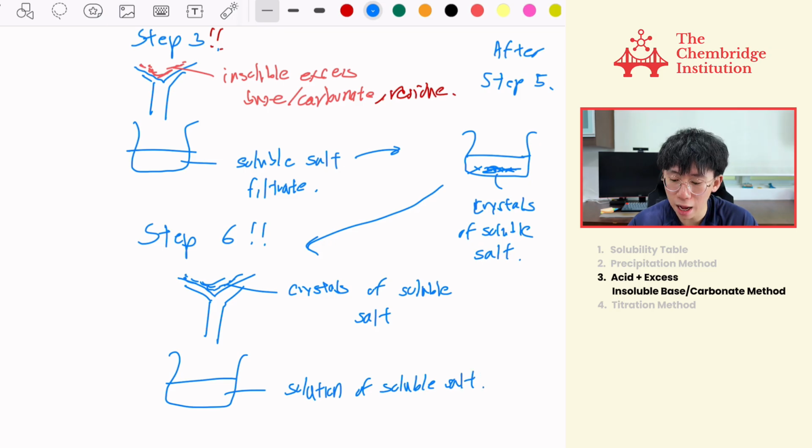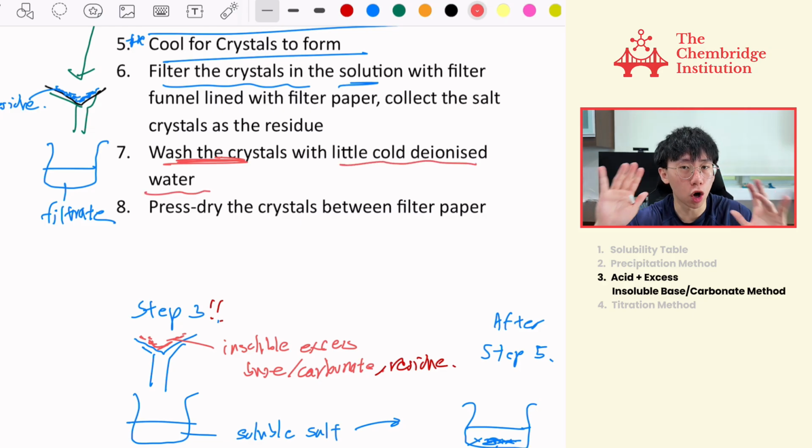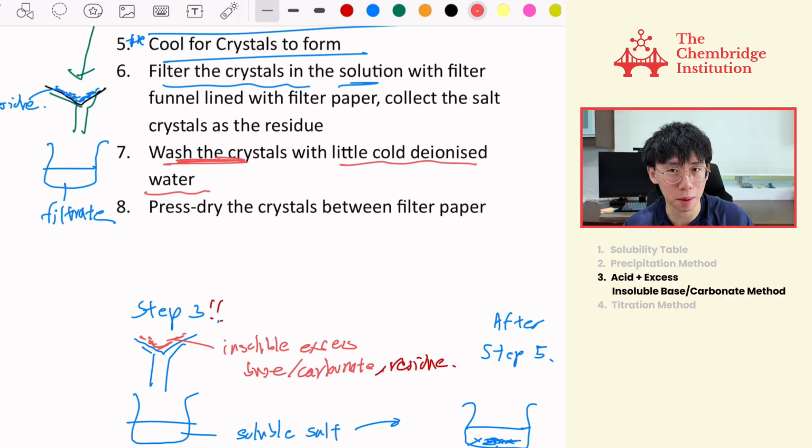After we collect our crystals of our soluble salt, it's very important to wash the crystals. But keyword, we want to wash the crystals with a little cold deionized water. Because if you use normal warm water or normal temperature deionized water, you are going to wash, and then afterwards, hey, what happened to the crystals? It's all gone because they are soluble salt. Remember, they're just going to dissolve in the water that you use to wash.